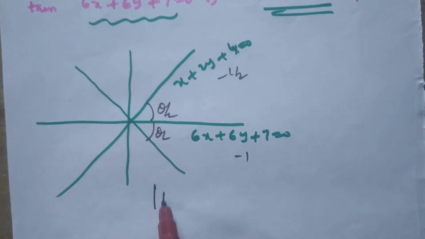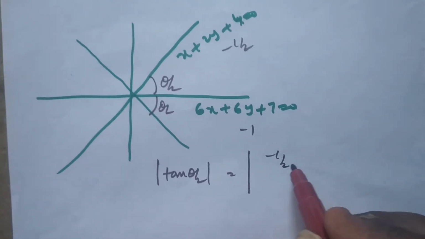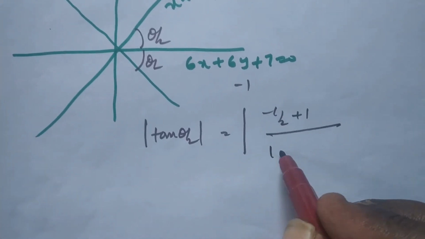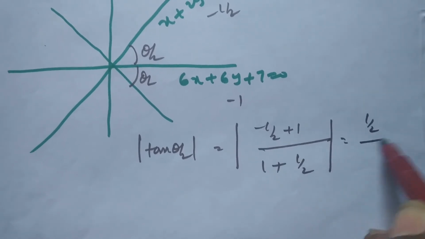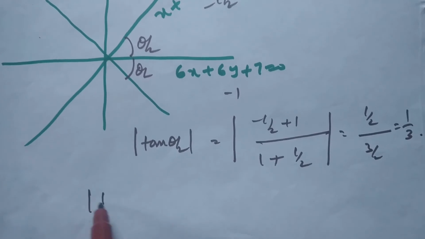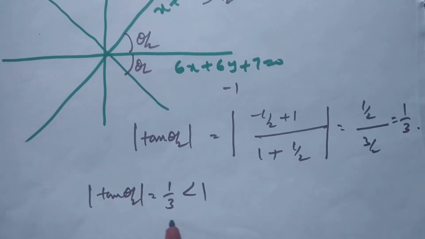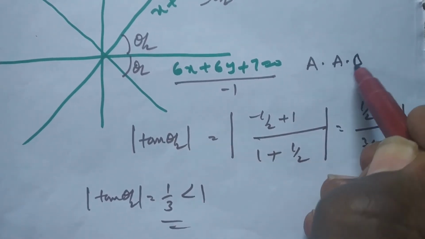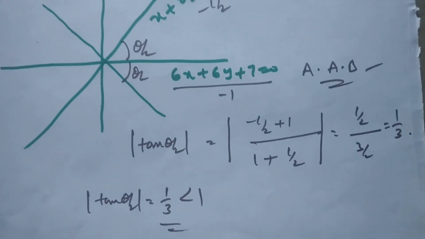I am going to take mod tan theta by 2. That is modulus of (minus 1 by 2 plus 1), m1 minus m2 by 1 plus m1 m2. That is 1 by 2, that is half by 3 by 2, that is 1 by 3. So modulus of tan theta by 2 is what? 1 by 3, which is less than 1. So clearly the given bisector is what? Acute angular bisector. So no need to find both angular bisectors and compare with the given line.